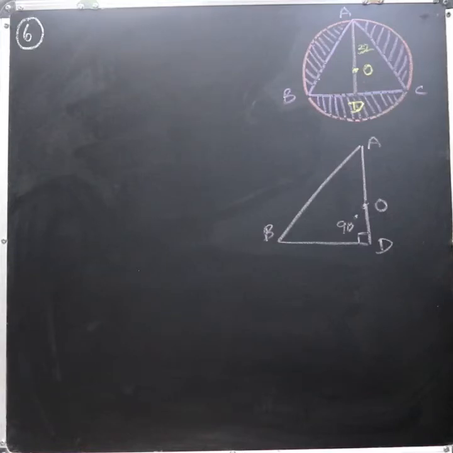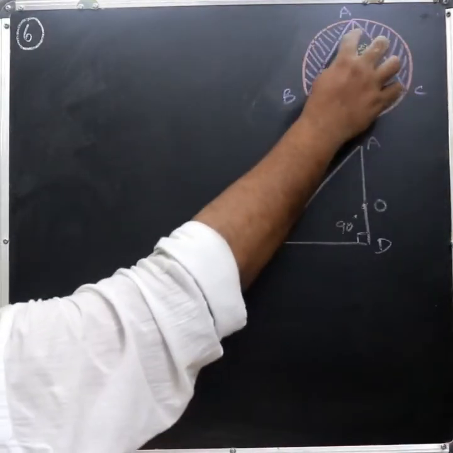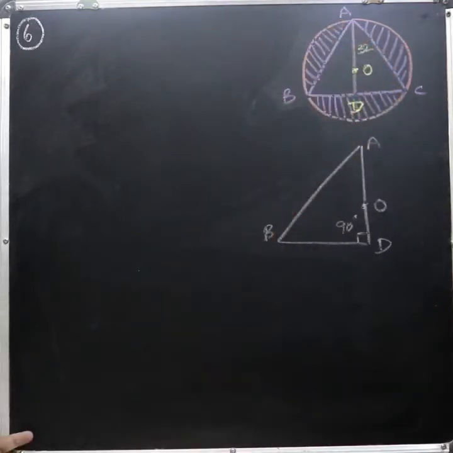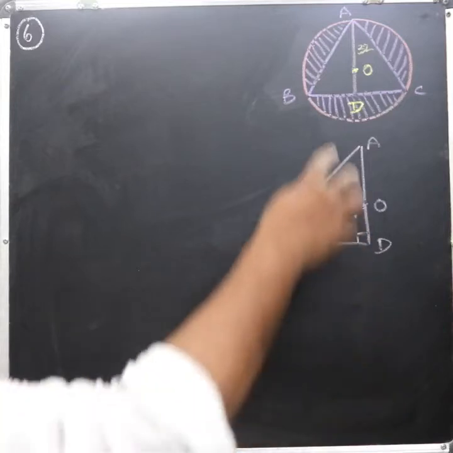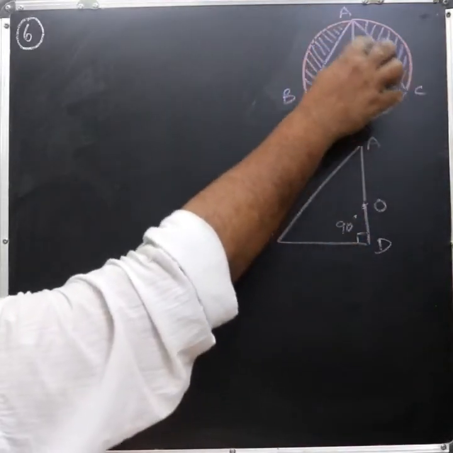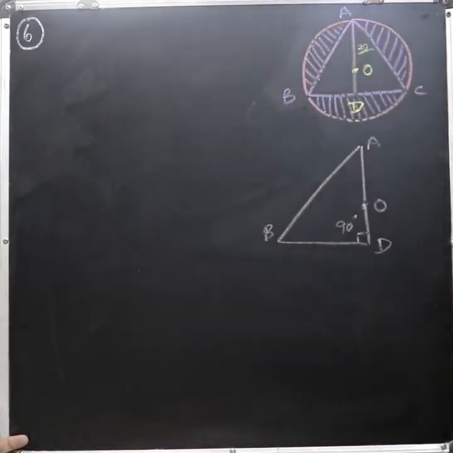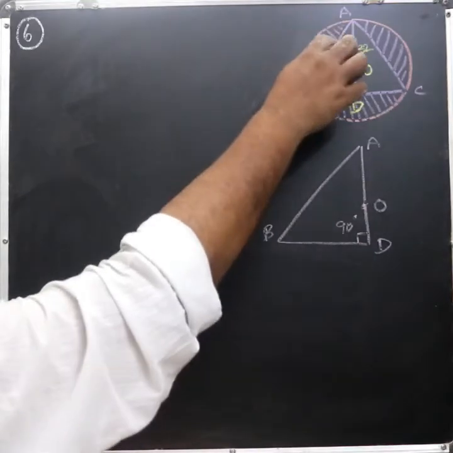Question number 6. You can see that there is a circular table cover of radius 32 centimeter. This is the circular table cover. The radius is 32 centimeter. A design is formed in that circular table cover, leaving an equilateral region in the center. Now they are asking us to find the area of this design.